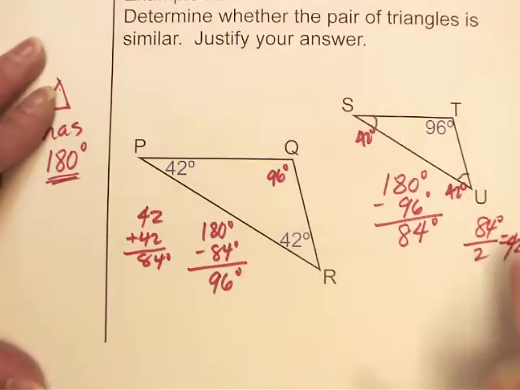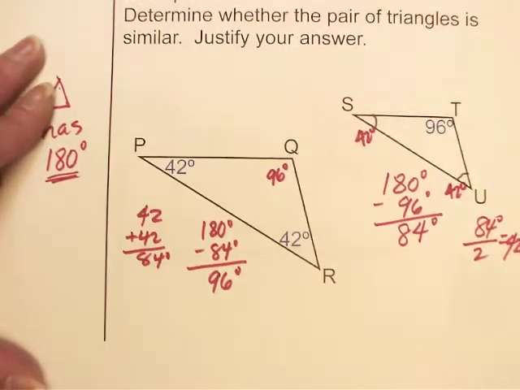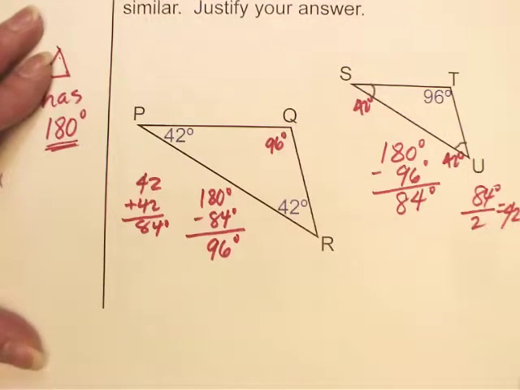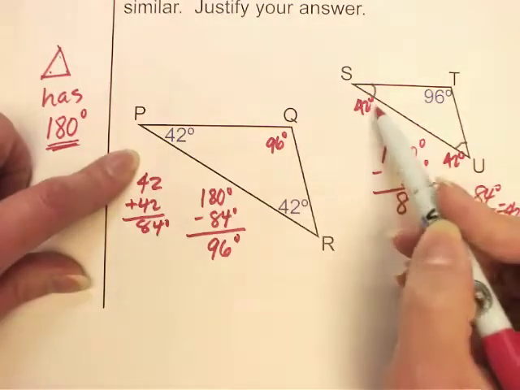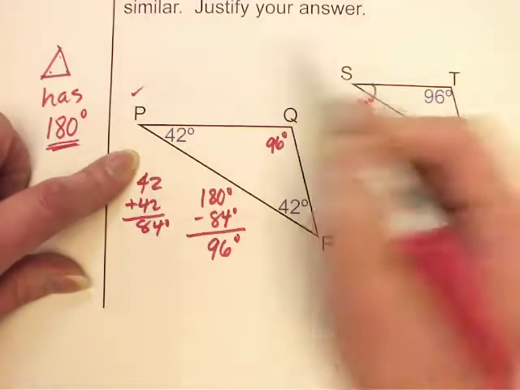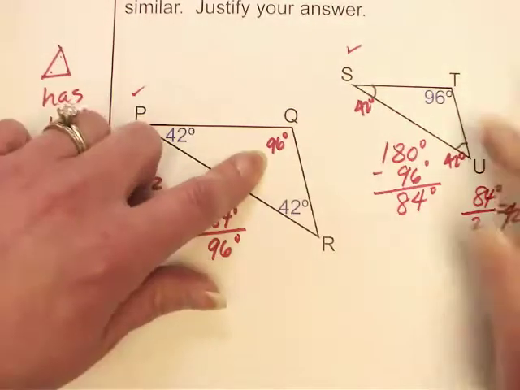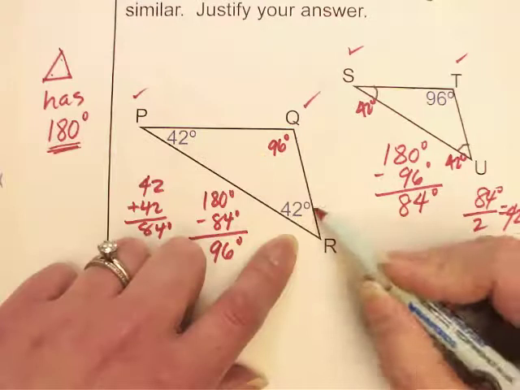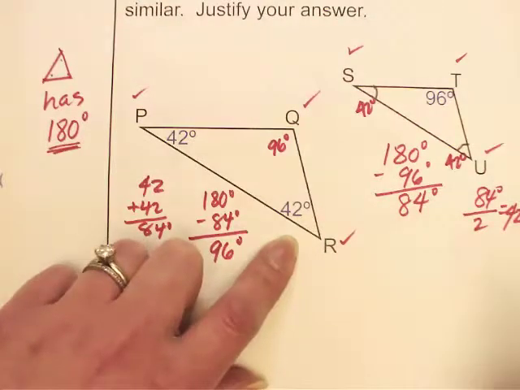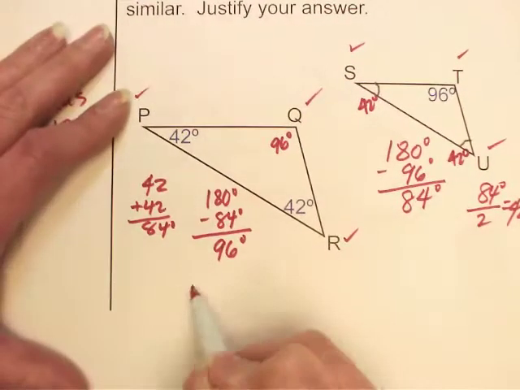So now that I've filled in all my degree measures for all of my angles, now I can figure out whether or not these are similar. Are they similar? Are all the matching angles equal to each other? In other words, is P equal to S? We got 42 and 42. Check, check. Q is 96, T is 96. Check, check. R is 42 and U is 42. Check, check. So now I can make a statement.